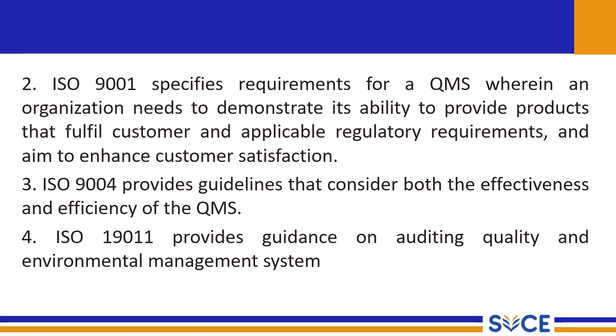ISO 9001 specifies the requirements of the QMS, wherein the organization needs to demonstrate its ability to provide products that fulfill customer and applicable regulatory requirements and aim to enhance customer satisfaction. ISO 9004 provides guidelines that consider both the effectiveness and efficiency of the QMS. ISO 19011 provides guidance on auditing quality and environmental management systems. So now you will have some idea about the different ISO standards available for quality management systems.